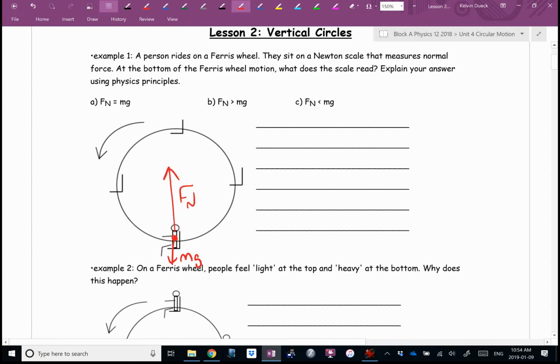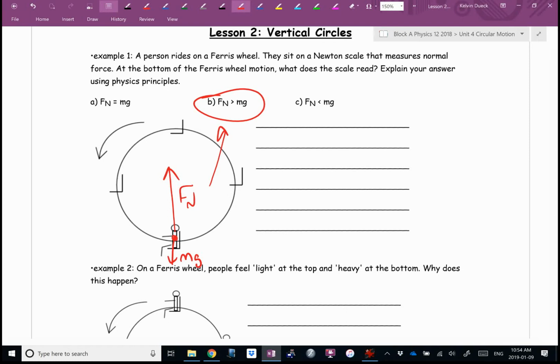So what's the correct answer? A or B or C? And from my explanation, free body diagram right there. What that means is, because remember, what you think of as your weight is actually the normal force. You feel heavier at the bottom of the Ferris wheel.